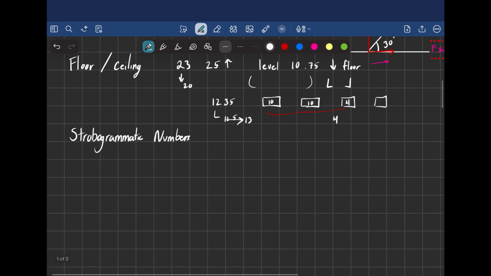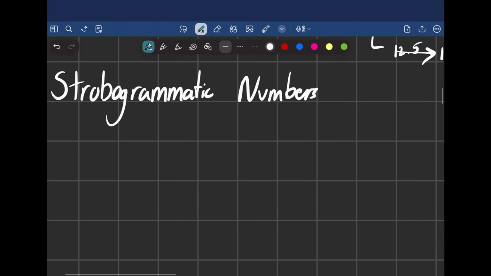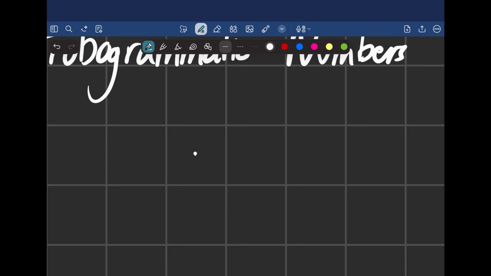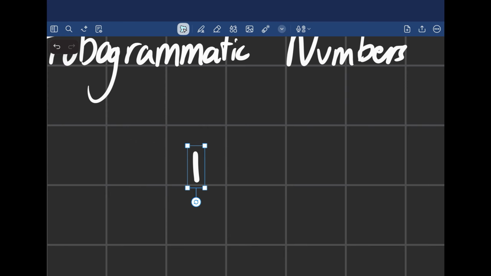The last one here I want to talk about is the Strobogrammatic Numbers. Now, I learned this last week or so, and I've seen it before, but I didn't know it had a name. These are numbers that look the same upside down. What does that mean? Well, if I write the number 1, if I completely flip it upside down like this, it looks the exact same.